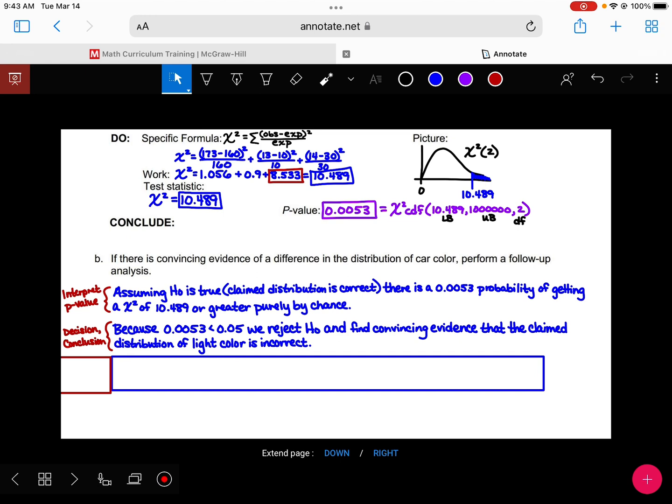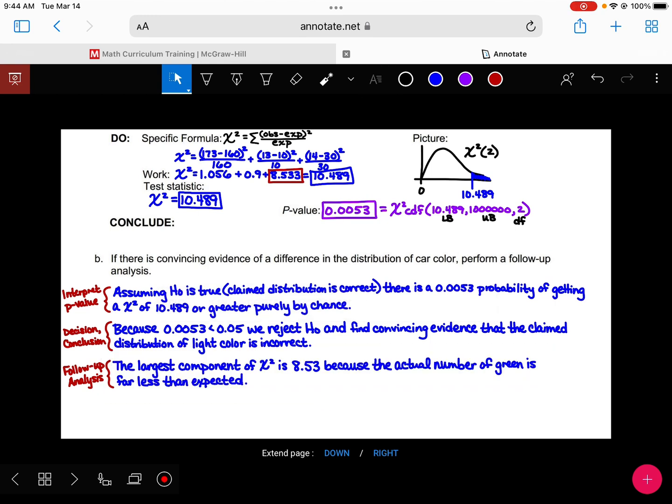Because we rejected the null, we need to do a follow-up. Which piece of this was contributing the most? I know it's this 8.533, but what does that mean? Where did it come from? Was that red, yellow, or green? That was my green. The largest component of chi-square is 8.53 because the actual number of green is far less than expected.